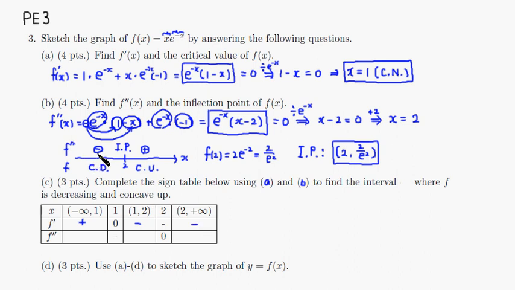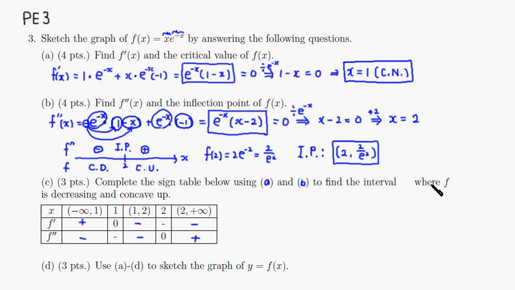For the second derivative, we know that before 2 it's negative, and after 2 it's positive. So before 2 it's negative, negative here, negative there. After 2 it's positive, right?